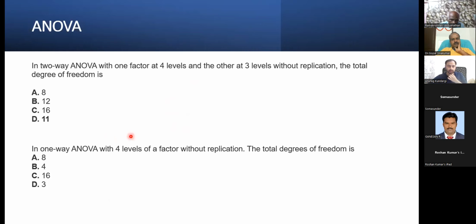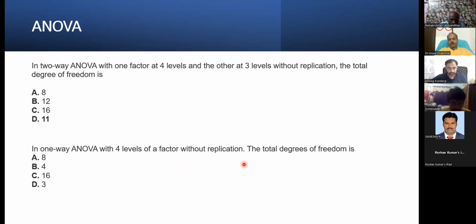Correct. In a two-way ANOVA with one factor at 4 levels and the other factor at 3 levels without replication, what will be the degree of freedom? Will you be able to find out? One factor with 4 levels, other factor with 3 levels. What is the total number of trials? 12. So degree of freedom? 11. Very good.